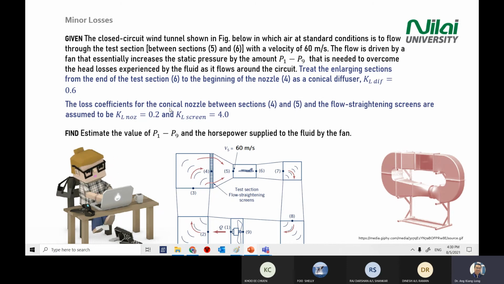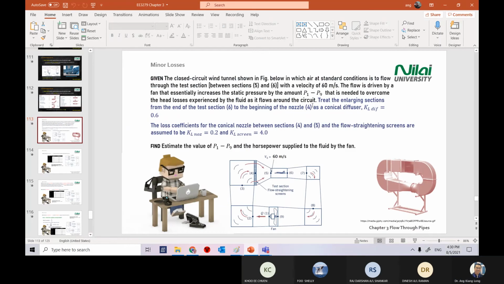The loss coefficient for the conical nozzle between section 4 and 5. And the flow straightforward stream are assumed to be, no, I think this one is wrong. This is not 4, this is 7. I think there's an error here.